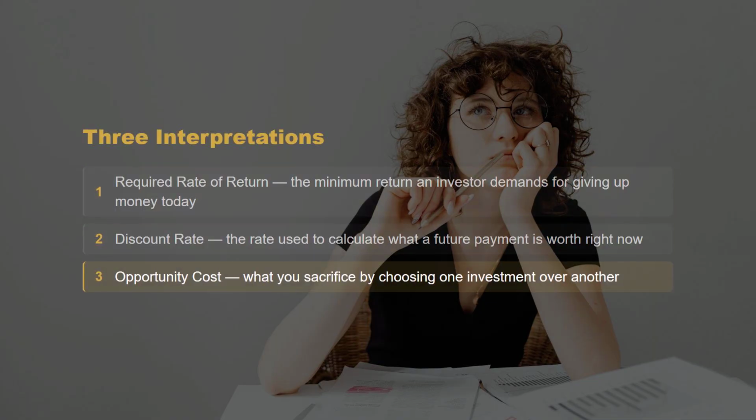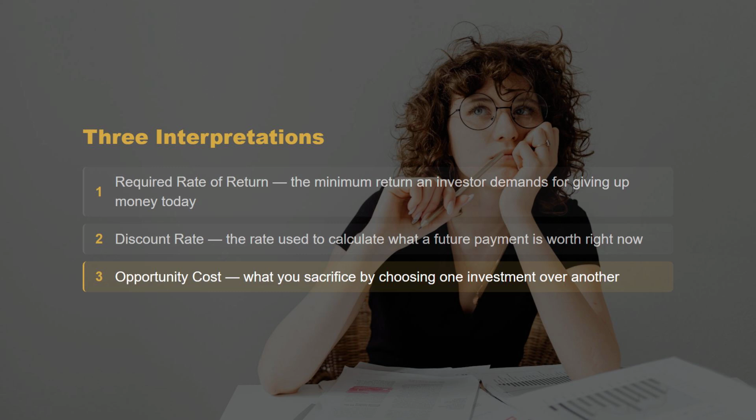Interpretation 1. A required rate of return. This is the minimum return an investor demands for giving up their money today. Think of it as the price of waiting. If I could invest my $100 elsewhere and earn 5%, then you must offer me at least 5% to convince me to lend it to you instead.